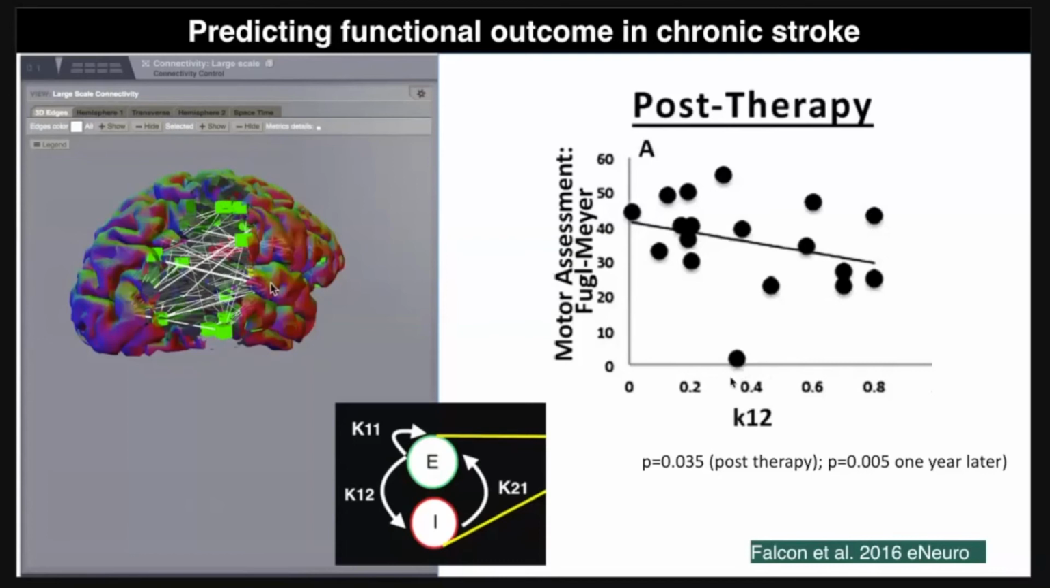This is the coupling between the excitatory and inhibitory population. And on the y-axis, you see the Fugl-Meyer score. This is a clinical score that quantifies the motor performance of these patients. And there's a good correlation between the model-derived parameter and the functional outcome for the patients.